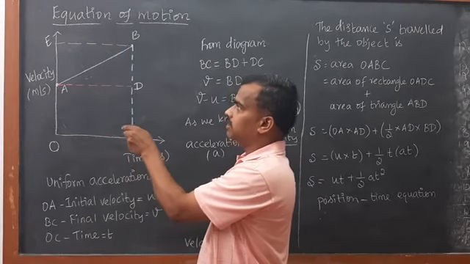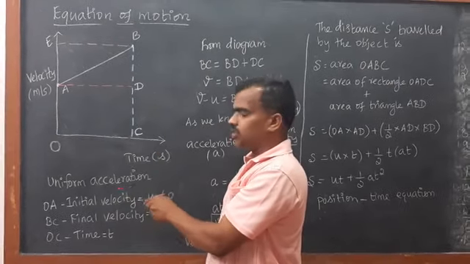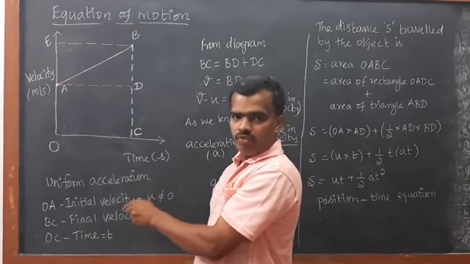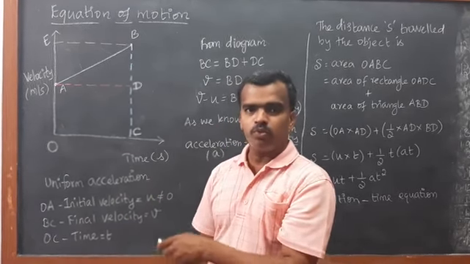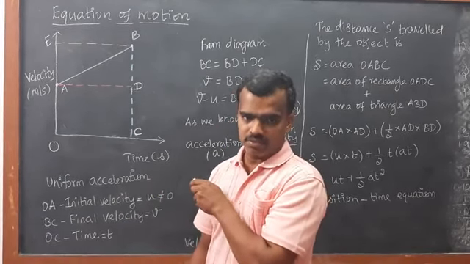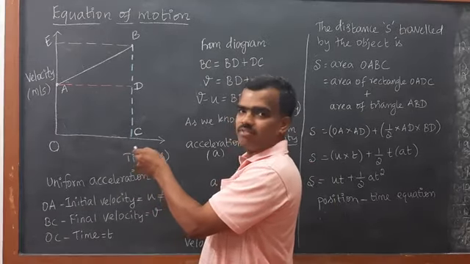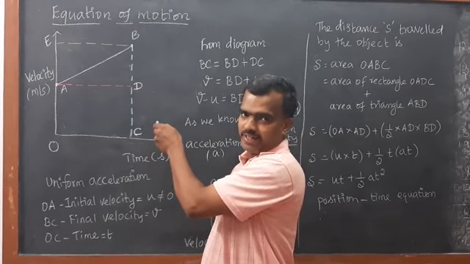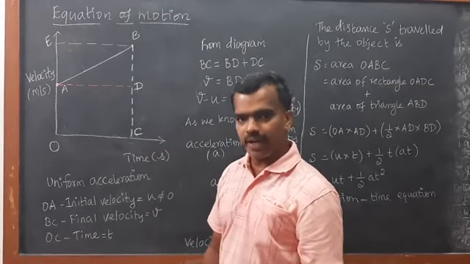And after some time it goes in a straight line, right? Because I said this is uniform acceleration. Uniform acceleration means the change of velocity with respect to time throughout the motion is constant, the same. So the rate of change of velocity is the same in that line. And it reaches the point B, right?